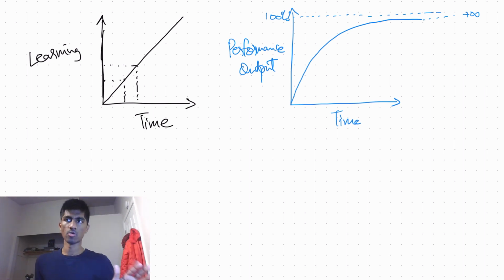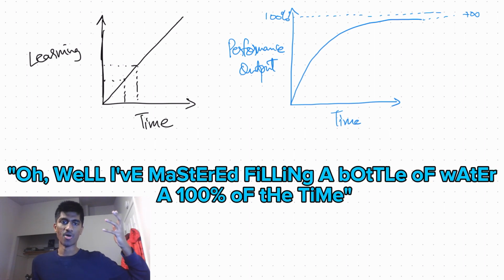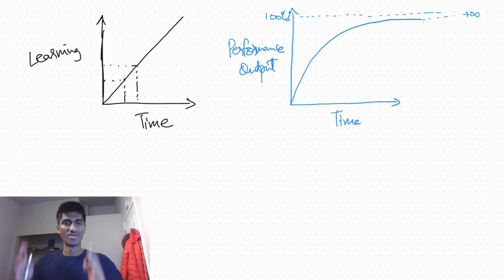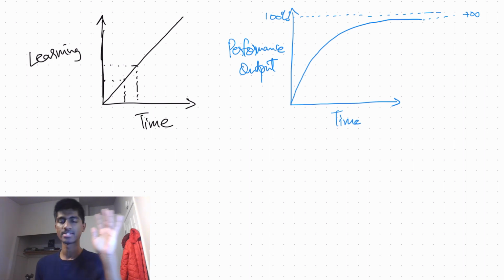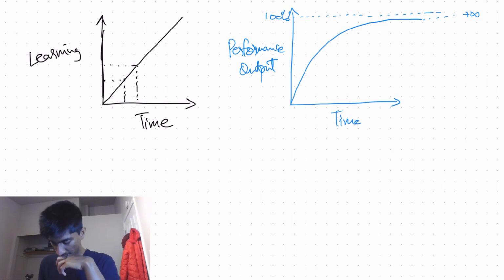So this is to show that there's always scope for improvement. Now, I know there's exceptions to this, like you could say, oh, well, I've mastered filling a bottle of water 100% of the time. Good for you, my friend. This is not for you. I'm kidding. But it's kind of complicated in that sense. But let's just say in general, this is how learning works, right?